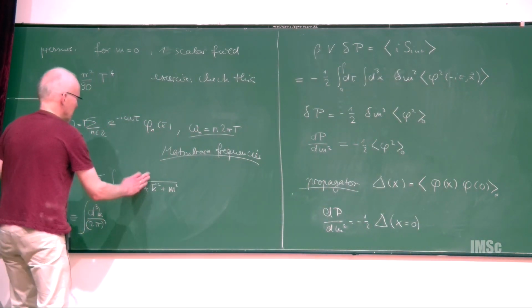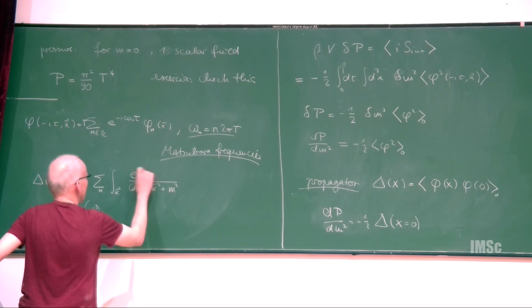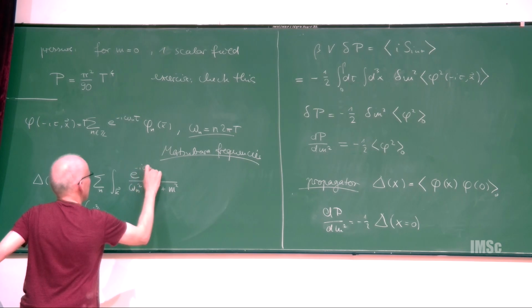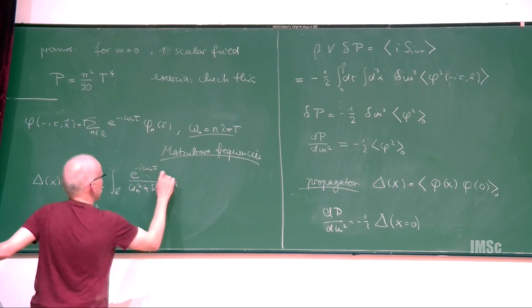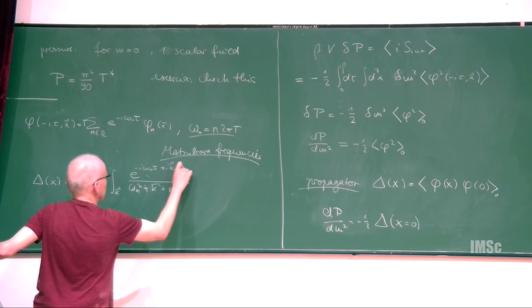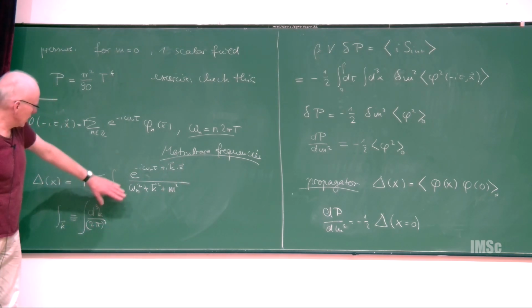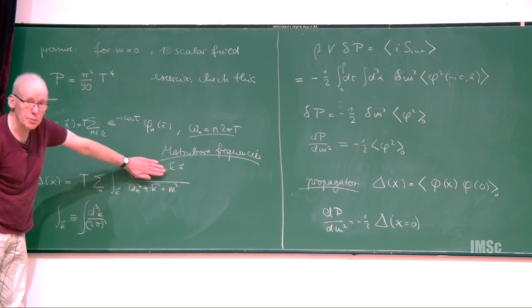Sorry, I forgot something important. It's a Fourier transform, I forgot the exponential. Here you have e to the minus i k x, so in this case it's minus i omega n tau, and then plus i k dot x. Yeah, that's the usual Fourier transformation, and this is the usual momentum space propagator.